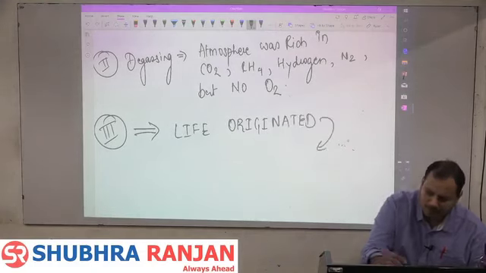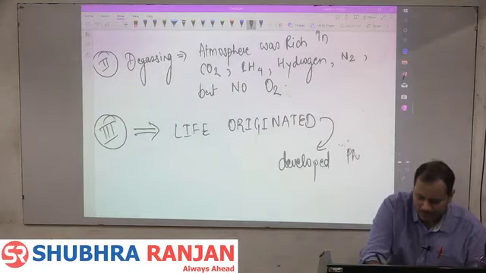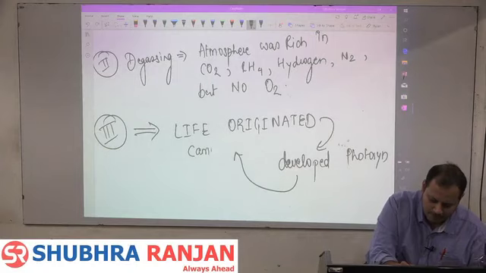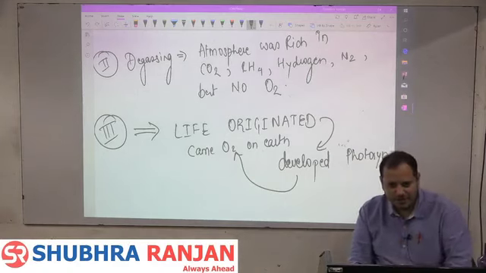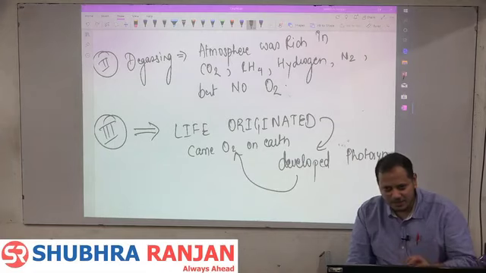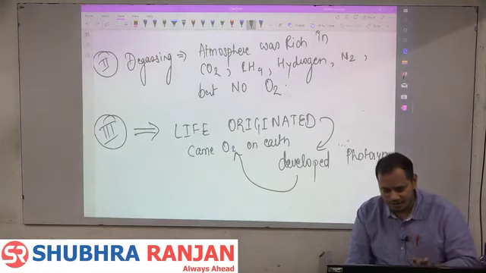Then some part of the life developed photosynthesis, and after that came oxygen on Earth. So first life originated, they developed the ability of doing photosynthesis. Some plants started doing photosynthesis, carbon dioxide decreased, and then came the oxygen on the Earth, and today it is dominated by the oxygen.